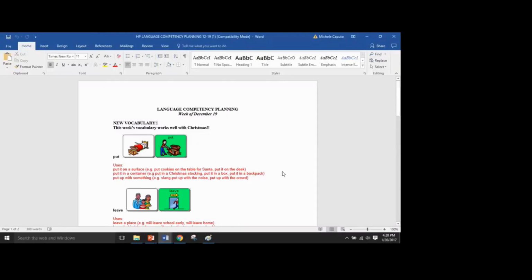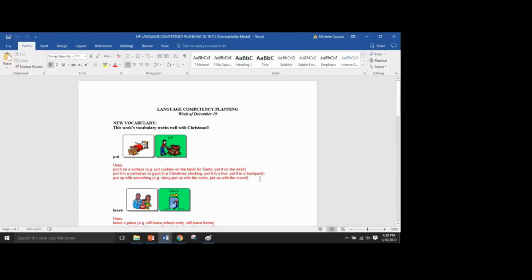And this kiddo is just making so much progress because as a whole team, they have this shared language around the words that they're working on, and they are really explicit about when they're going to teach him to use these words and the concepts behind them.